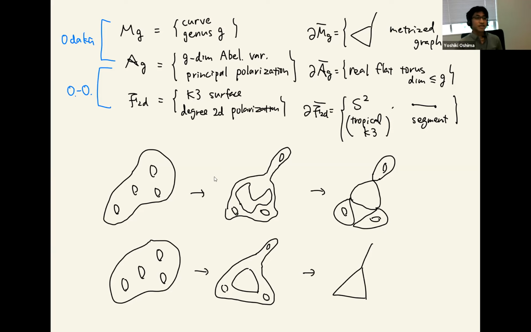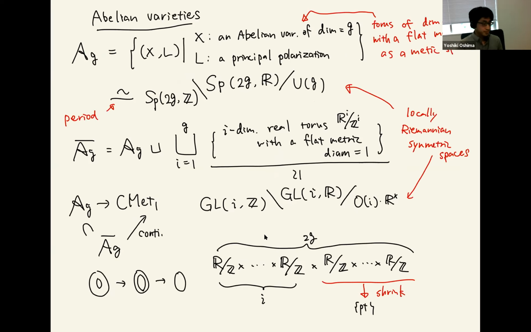Okay, so next we briefly see the abelian varieties case, and then focus on the K3 surface case. So this is the abelian varieties case. We consider all abelian varieties of dimension g, and L is a principal polarization. We consider the family of such pairs and we define it to be A_g.